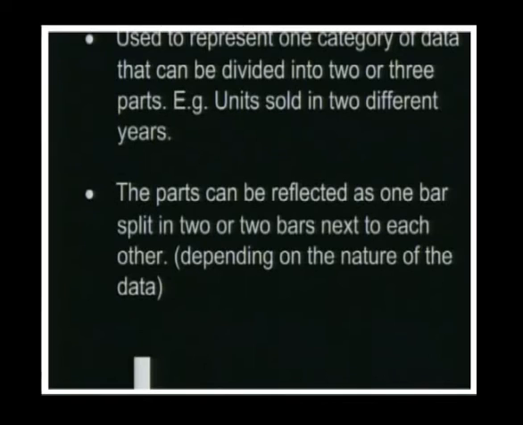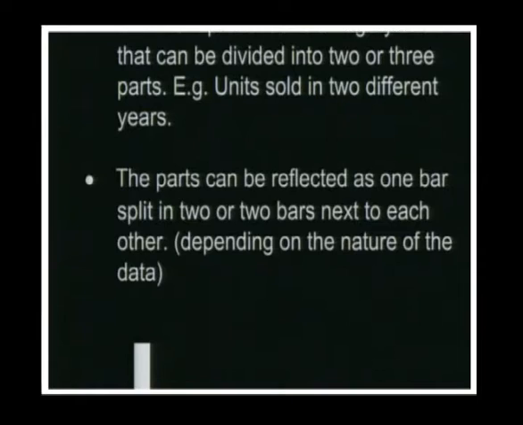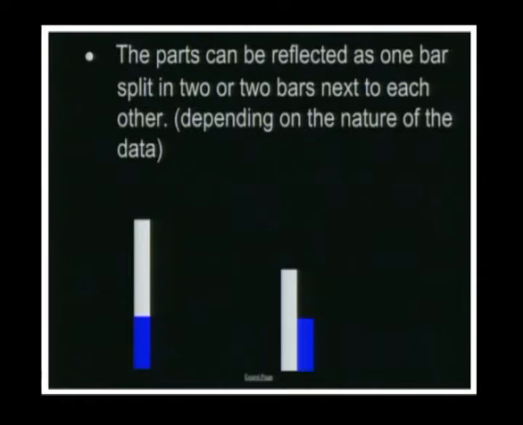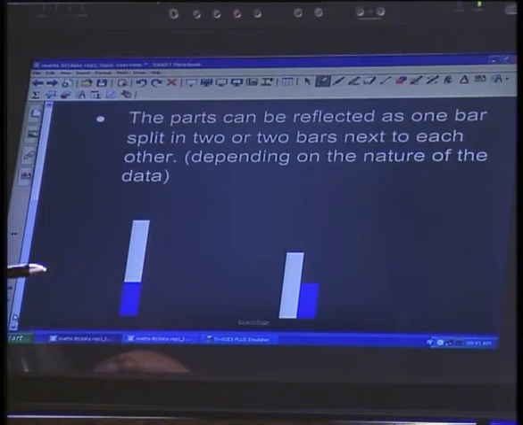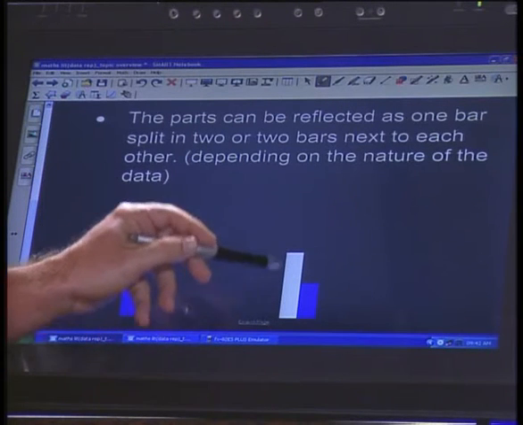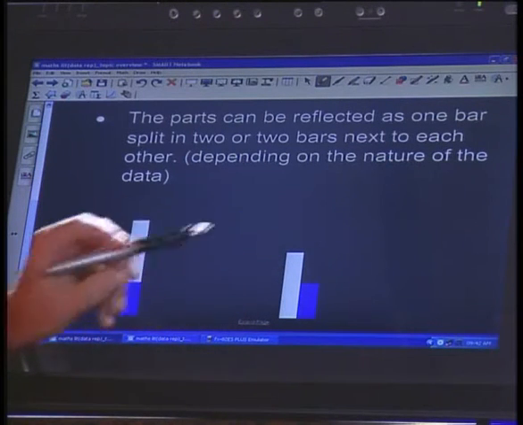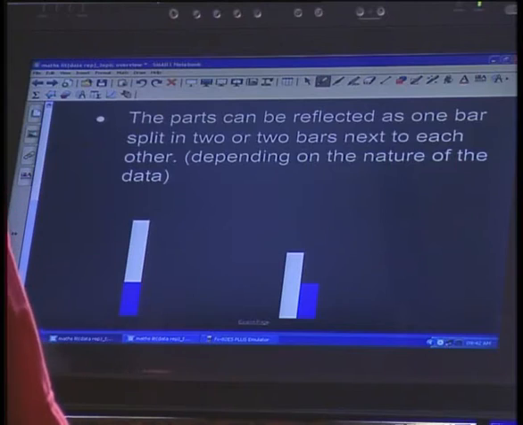The parts can be reflected as one bar split in 2 or perhaps 2 bars next to each other. Let's have a look at what that looks like. I have a picture here. Here you can see the 2 parts are split and the one is on top of the other, or we can see that the 2 parts are again split but the one is represented next to the other.